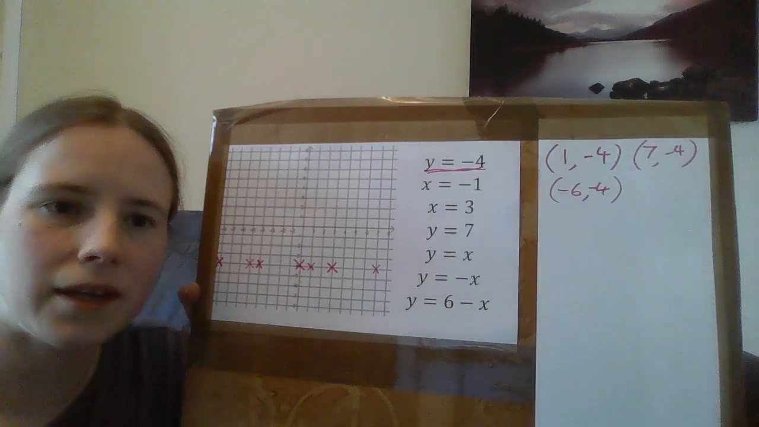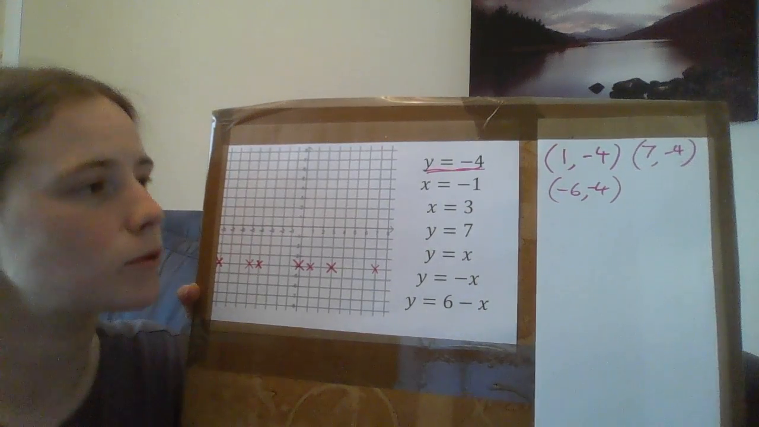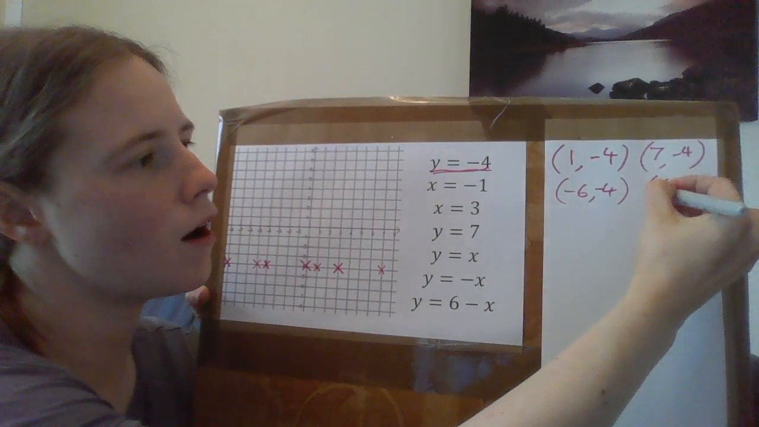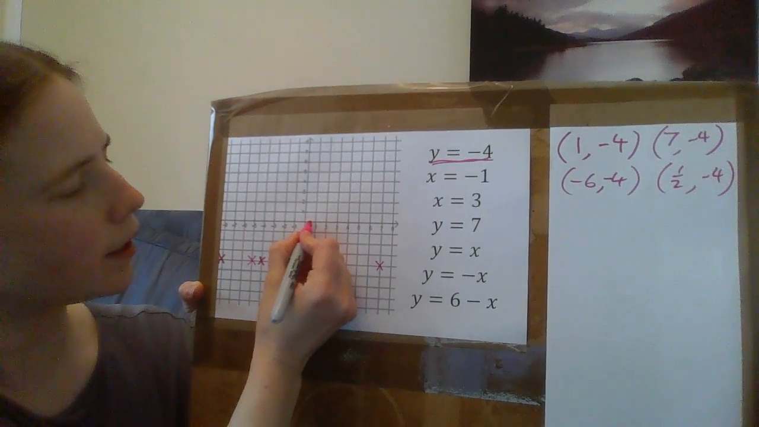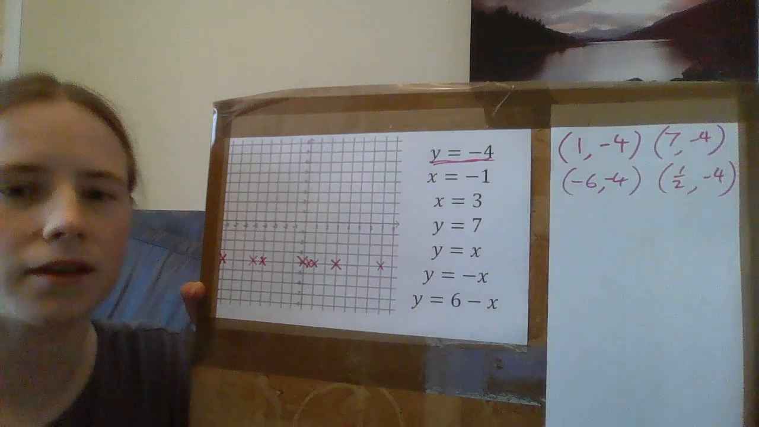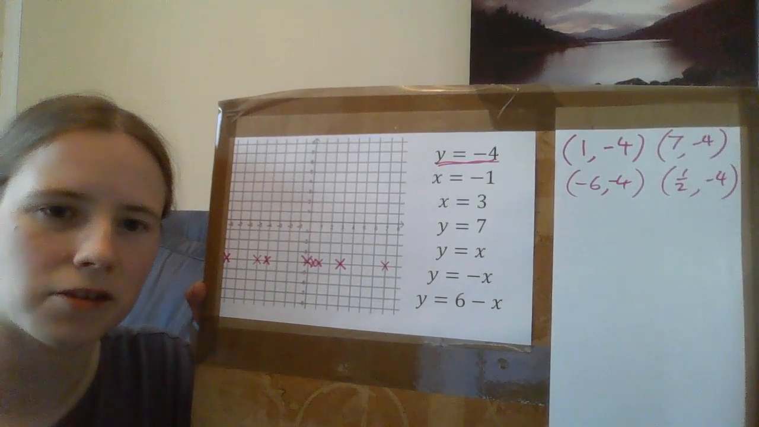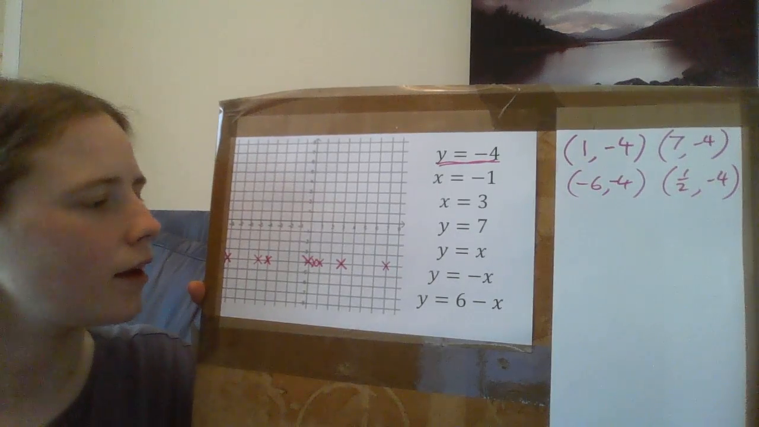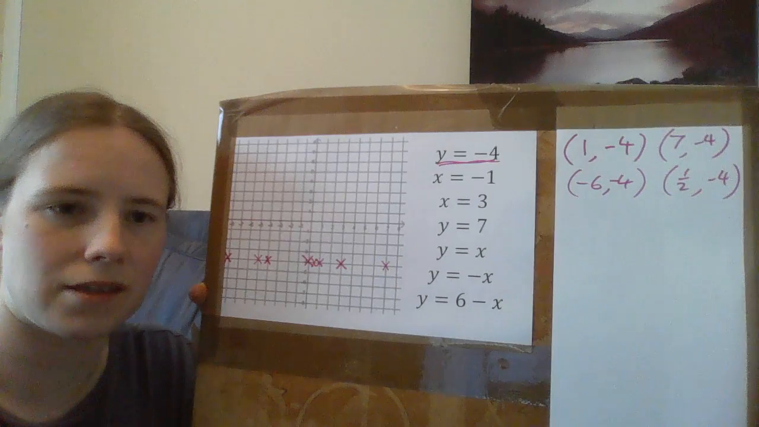Hopefully that pattern is becoming even more obvious to you now as we go through it, but we can also go for fractions and decimals. For example, we could go for (1/2, -4). So when x is a half, we're going to be here. It's going to get popped in there. Okay, so the more of these you do, the more clear that pattern is going to become. But what we actually have here is a horizontal line that goes through -4 on the y-axis.